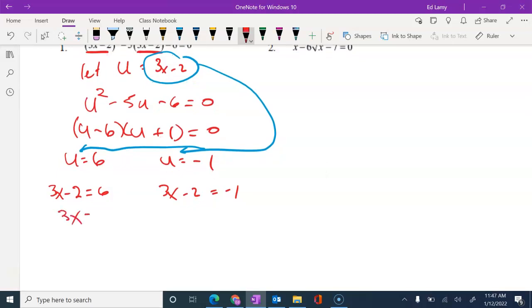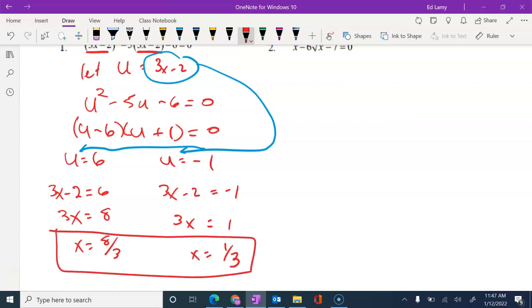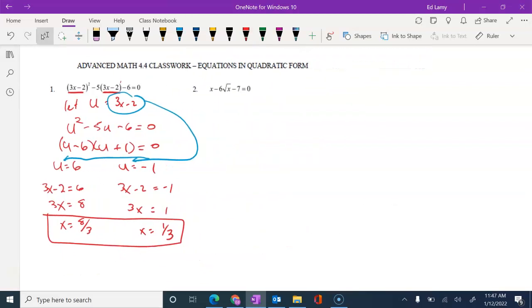So 3x equals 8, x is 8 thirds. 3x equals 1, x equals 1 third. And we finally solve it for x. So the technique is to convert what looks complex to a quadratic that does not look complex, and we can solve it. So we use that u substitution to do so.